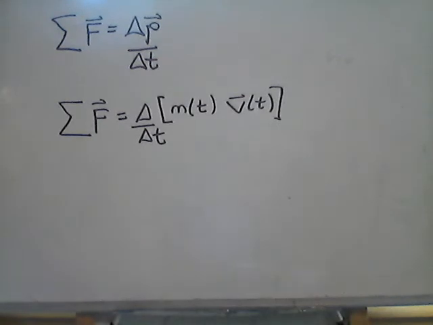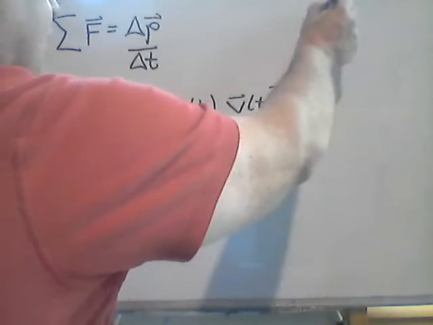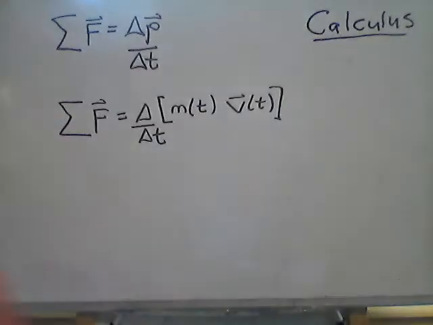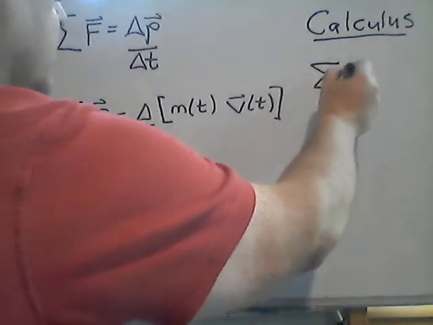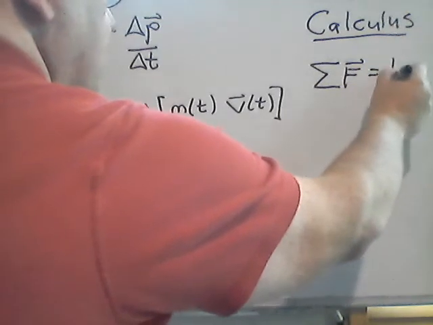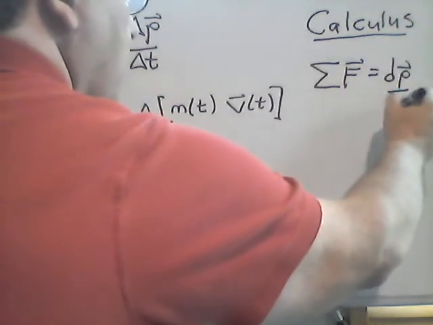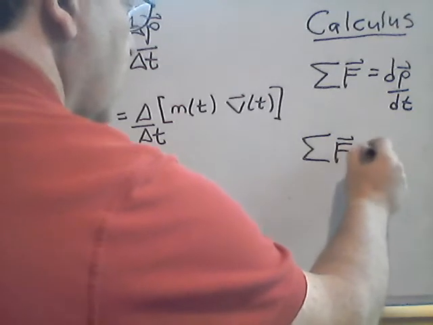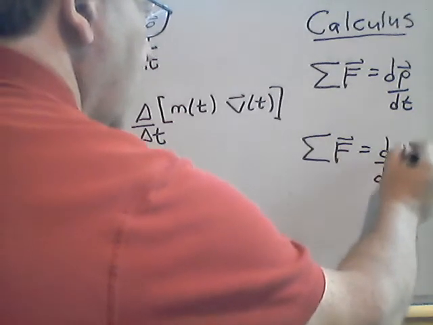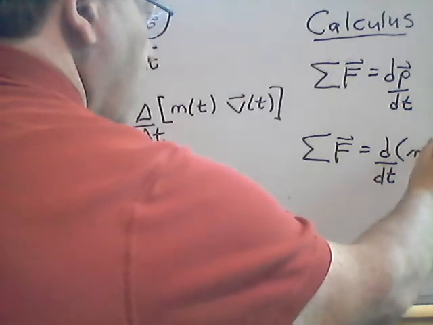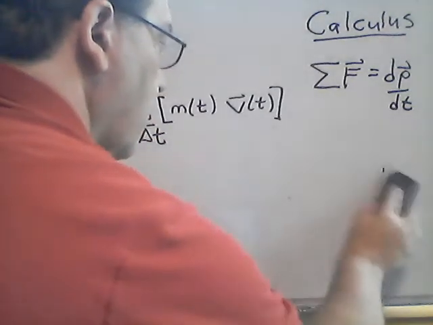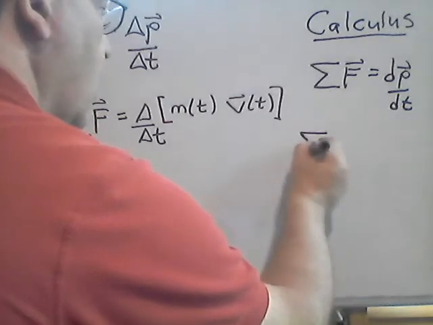Now, if you really want to do this correctly, you would utilize calculus. We avoid calculus in this class, but to really talk about this, you would write that the sum of all forces is dp dt. And you would then write that the sum of all forces is d by dt of mv. So you'd use the calculus way of writing things. I'm just putting a little calculus aside here.